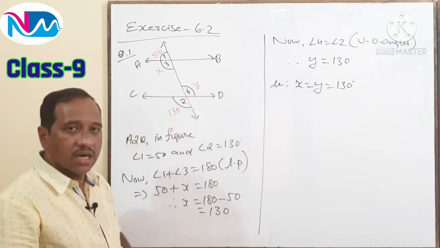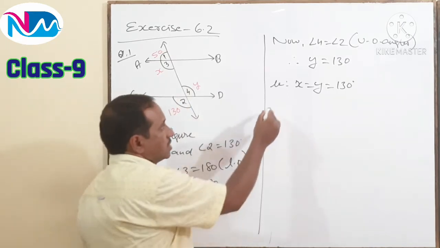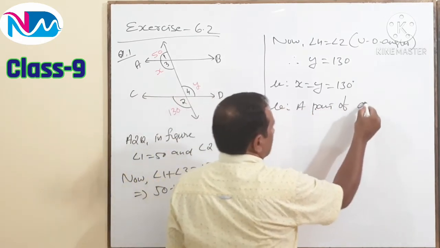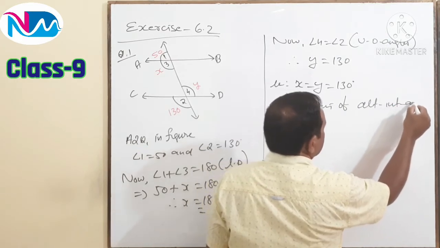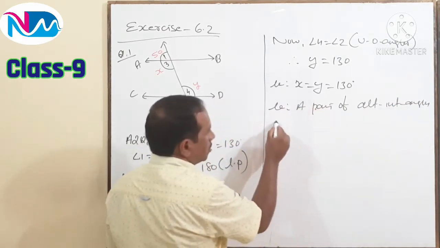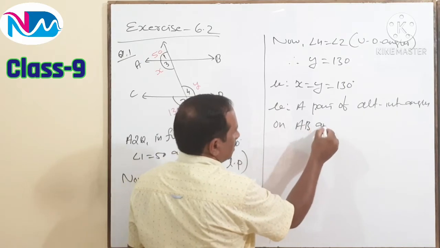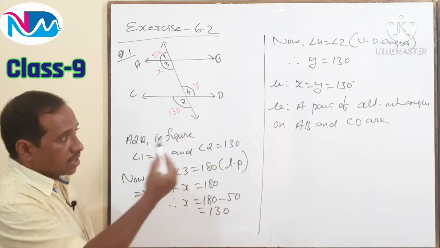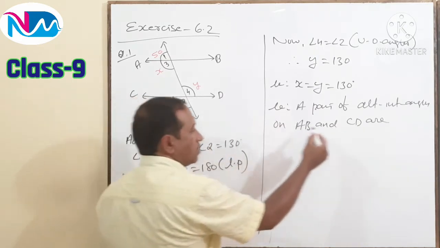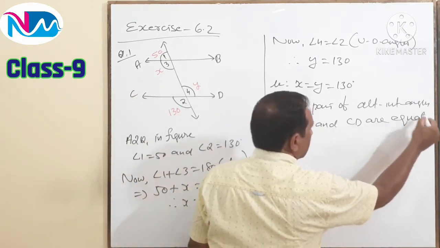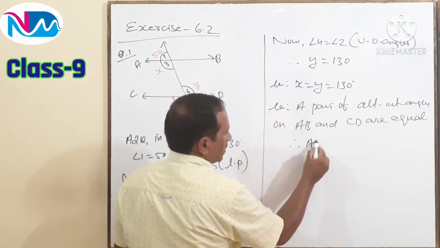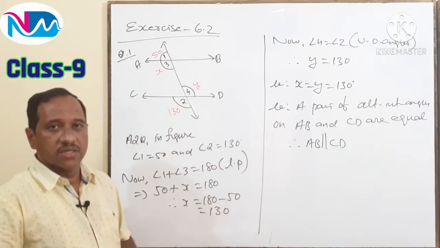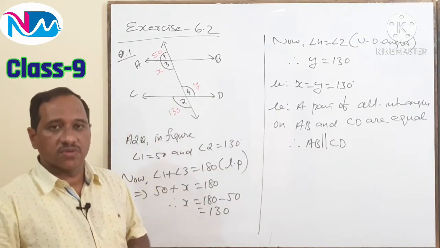x and y are alternate interior angles, so we will write: a pair of alternate interior angles on lines AB and CD are equal. Therefore, we can say that AB is parallel to CD. So, this is the solution for the first question.